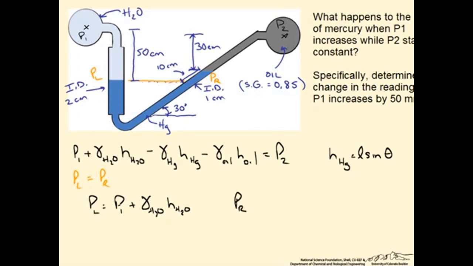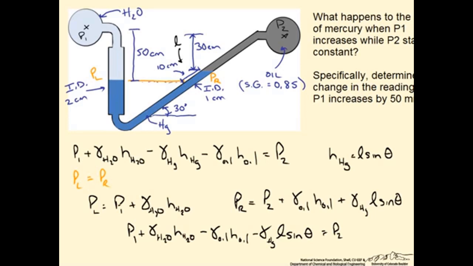Now the pressure on the right side must be equal to the pressure at location 2 plus the specific weight of the oil times the height of the oil, which in this case we know is 30 centimeters, plus the specific weight of mercury times the height of the mercury, which as we mentioned before is going to be L sine theta. So we can set the pressure on the left side equal to the pressure on the right side, and when we do that, we get that top equation.